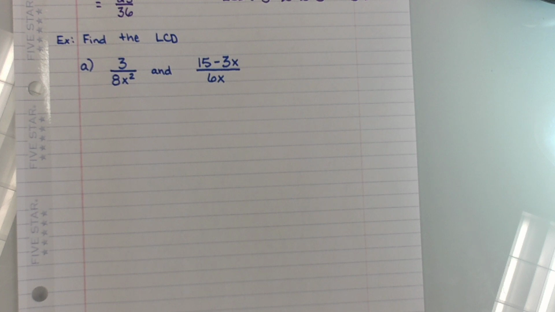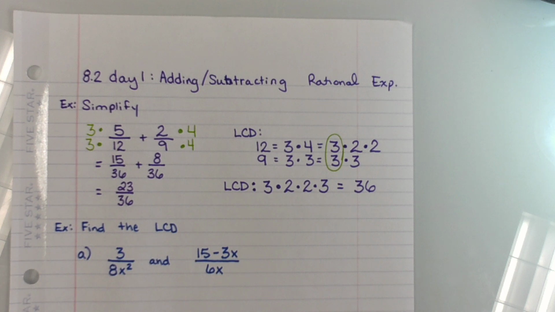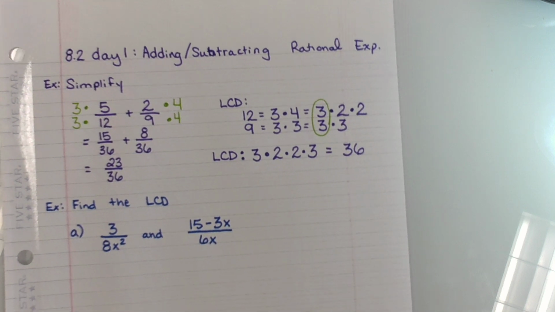Now to do this, you can break down your denominators into their prime factorization if you want. At the same time, you don't have to. The key thing about me showing you this is to find the least common denominator is based on it in its factored form. That's the key thing. You can't find it unless it's factored.